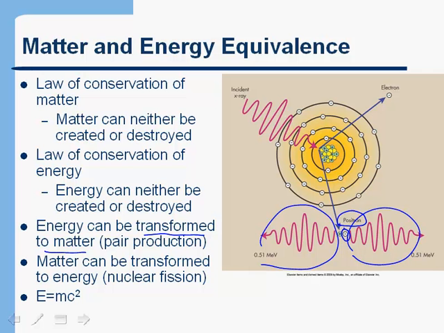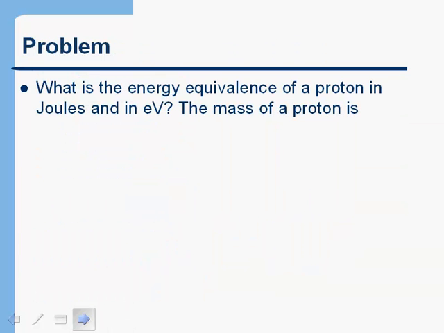Another example of matter being transformed to energy is nuclear fission. That's what happens in both nuclear bombs as well as nuclear power plants, that we're changing mass or matter into energy. So let's see if we can do a couple basic problems with E equals mc squared.